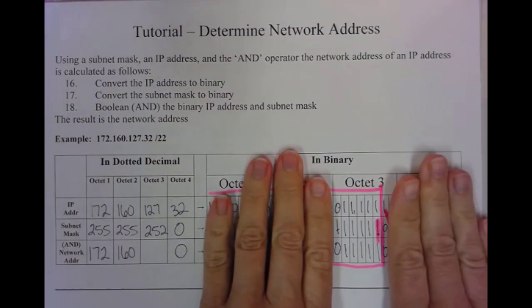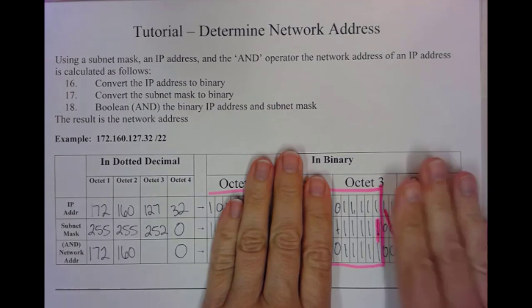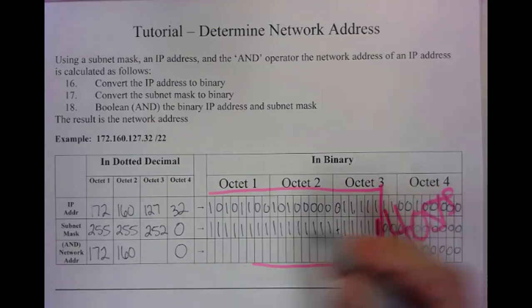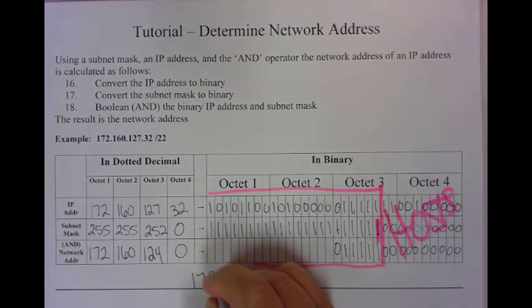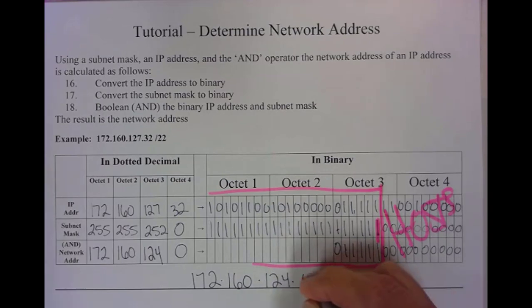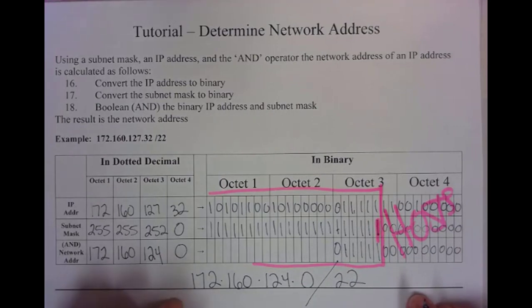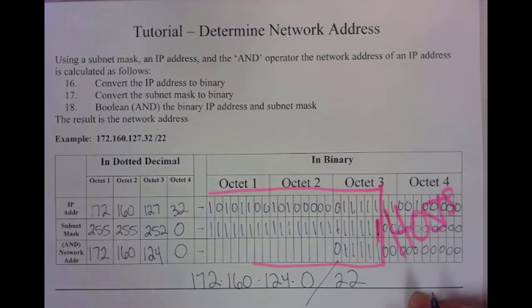So I know that everything in here is going to be part of my network address. So I just need to figure out, what is this value? What is it when I add 64 plus 32 plus 16 plus 8 plus 4? Well, this value is going to be 124. So here we have figured out the third octet. So my network address is 172.160.124.0/22. So this is the network address that this IPv4 address belongs to.